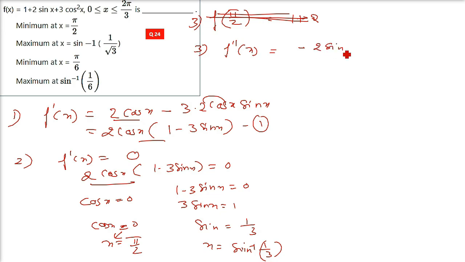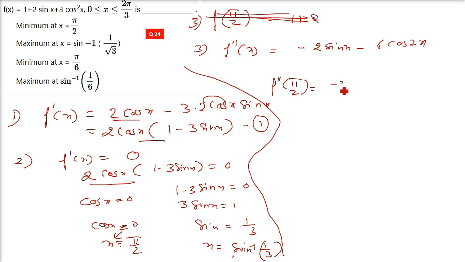But do remember that x is in between 0 and 2 pi by 3. It is in between that. So I don't know what is sin inverse 1 by 3. You also don't know. Because in this type of question, there are certain values of sin and cos which are on our tips. But sin inverse 1 by 3, these kind of questions we have not dealt normally. Okay, so I am double differentiating it, putting pi by 2.